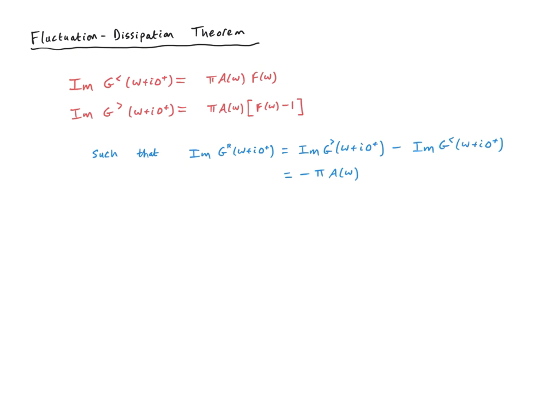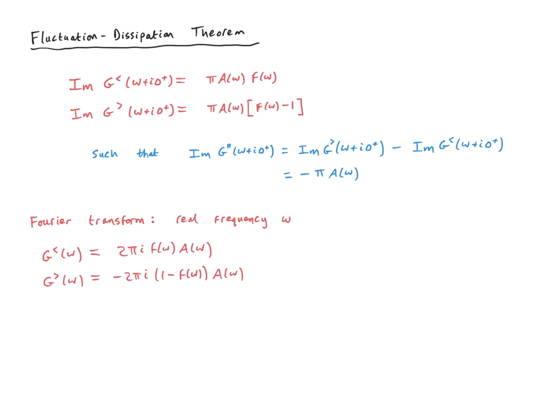Previously, I mentioned that it was not so simple to relate G retarded as a function of pure real frequency omega, obtained by the regular Fourier transformation, in terms of the Fourier transforms of G greater and G lesser. However, the spectral function provides a means to connect these objects. The Fourier transform to real frequency omega of G lesser of omega and G greater of omega can now be cast in terms of the spectral function A of omega.